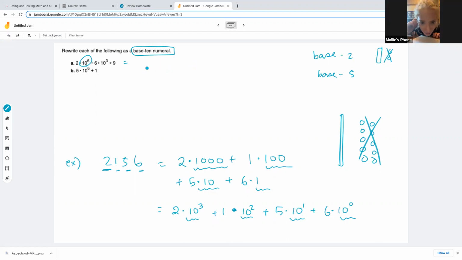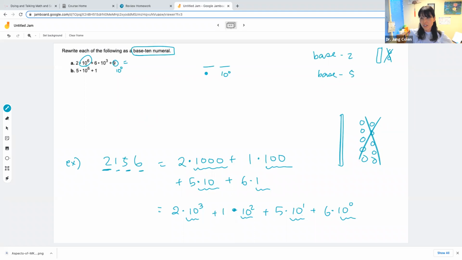So let's see. This is 10 to the 0th power. Oh, right, because that's 1, right? So starting from there, maybe that's easier. 10 to the 0th power, 10 to the 1st power, 10 to the 2nd power, 10 to the 3rd power, that's hundreds, that's 10,000s, and so on and so on, okay? So we're gonna build up from the last one.